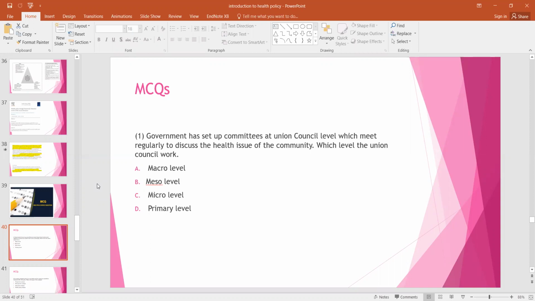Meso level. The correct answer is meso level, because in this case the government has set up committees at Union Council level, and at the Union Council level they meet regularly to discuss health issues but do not deliver healthcare facilities. When the Union Council delivers the healthcare facilities, then it is the micro level. So the correct answer is meso level.